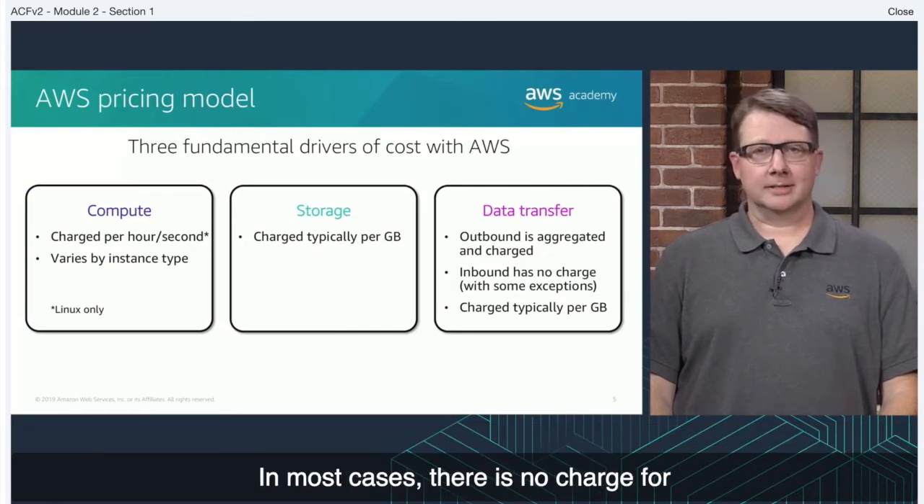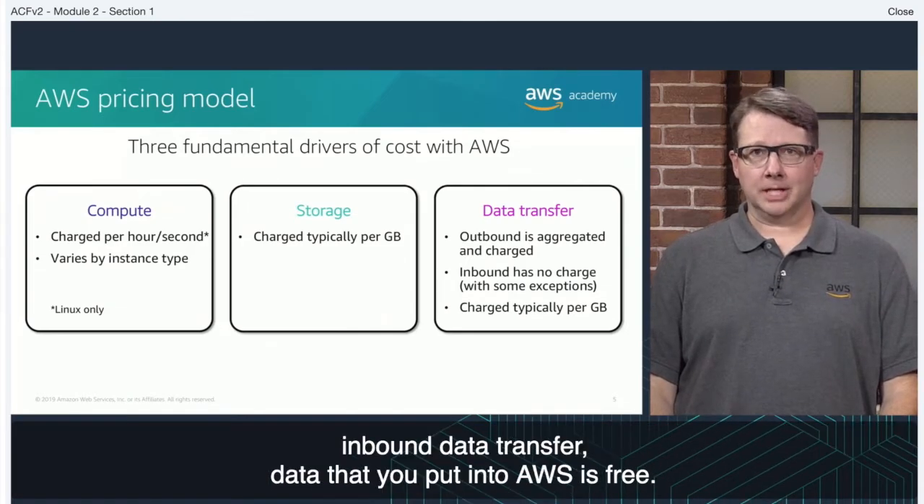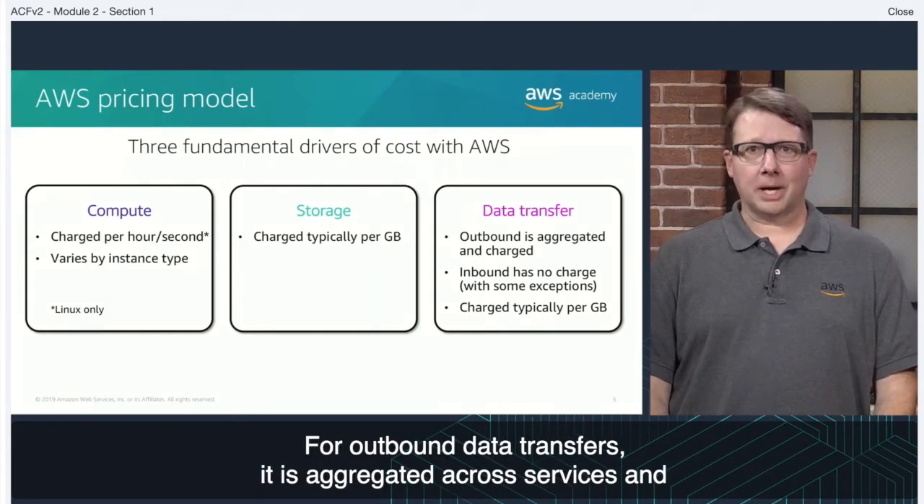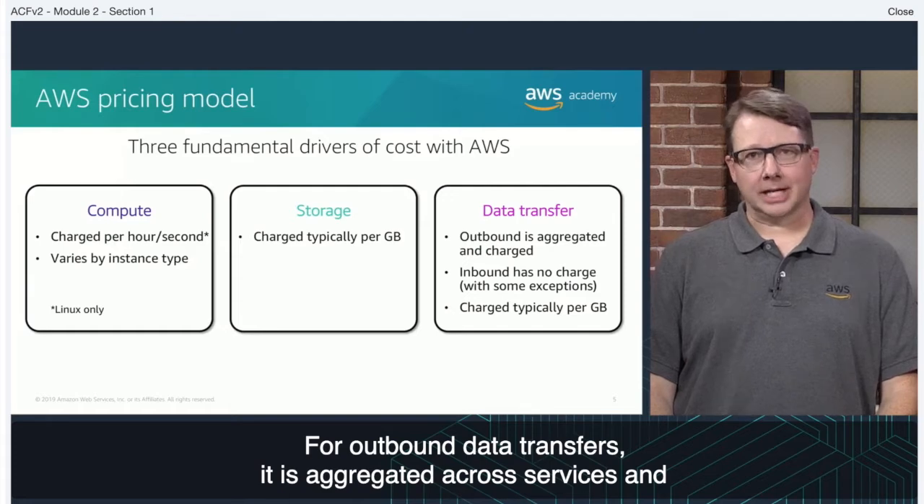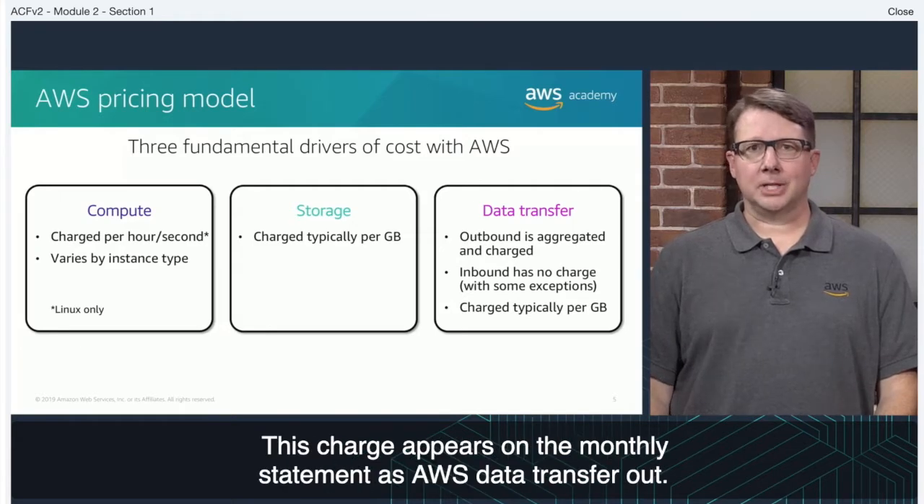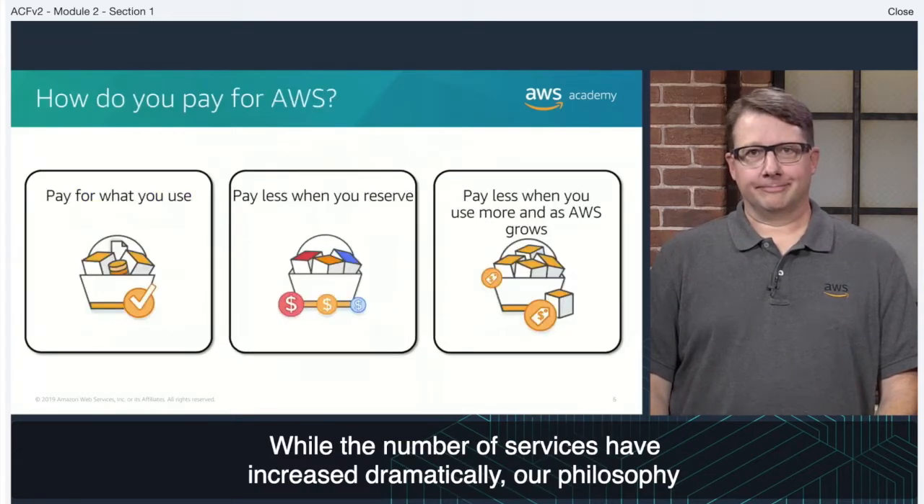In most cases, there is no charge for inbound data transfer. Data that you put into AWS is free. Also, data transfer between services in the same region is free. For outbound data transfers, it is aggregated across services and then charged at the outbound data transfer rate. This charge appears on the monthly statement as AWS Data Transfer Out.